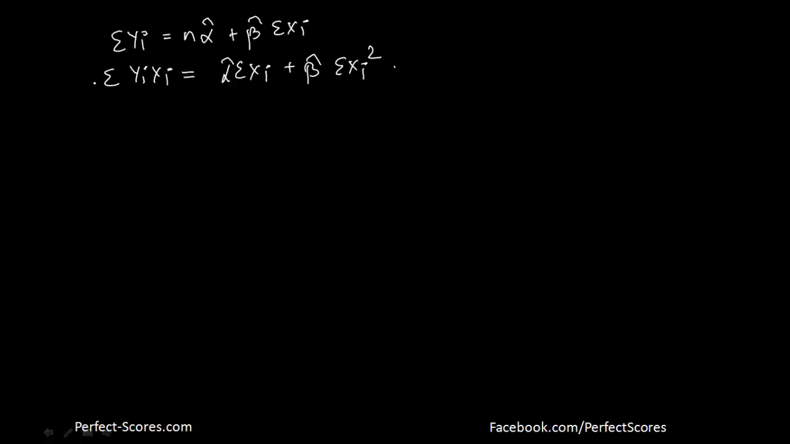So we had summation of yi equal to n into alpha hat plus beta hat into summation of xi. And summation of yi into xi is equal to alpha hat into summation of xi plus beta hat into summation of xi square.